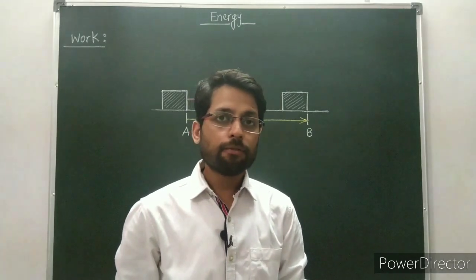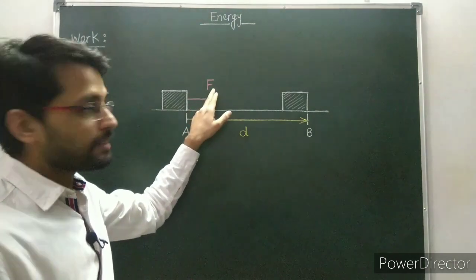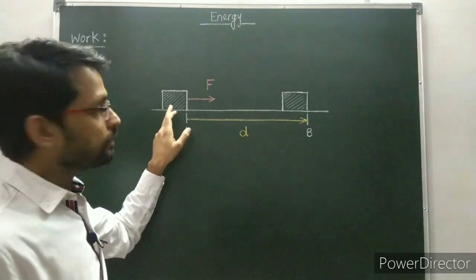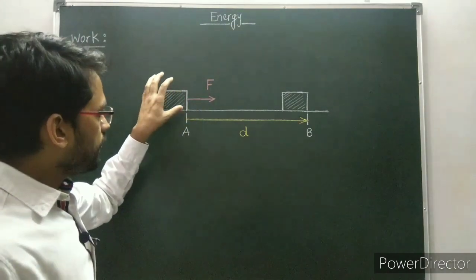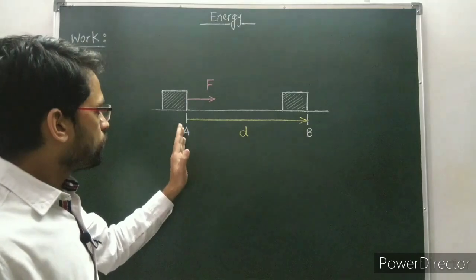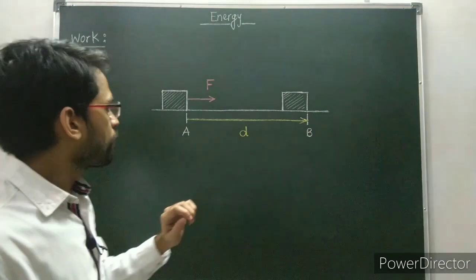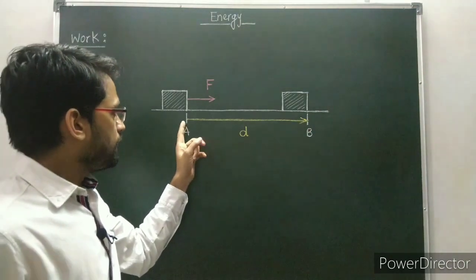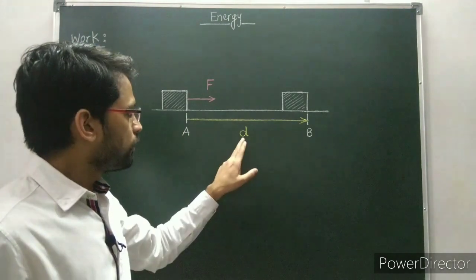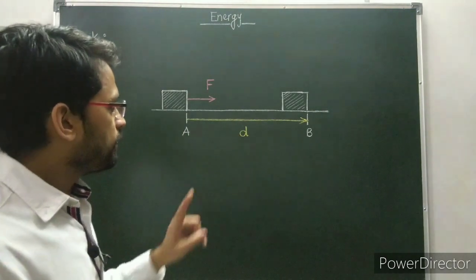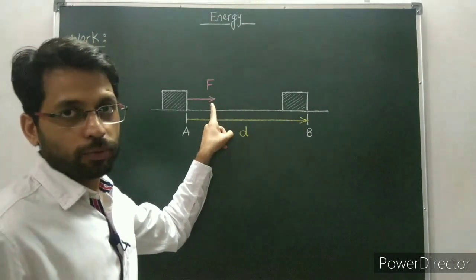In the activity, we have seen that a force is acting on a block, and under the action of this force, the block gets displaced from position A to position B. The displacement of the block is D. One thing to be noted is that the direction of displacement is in the direction of force.